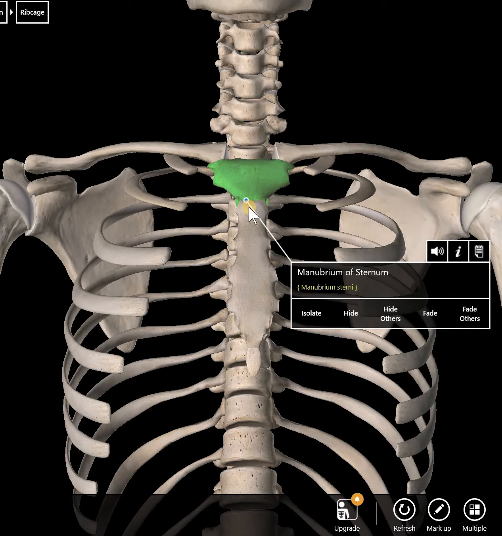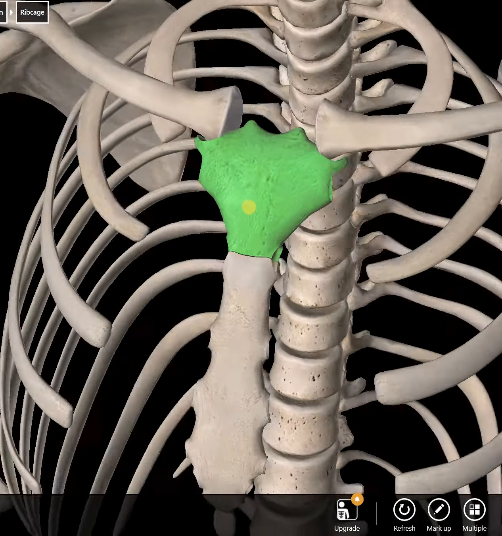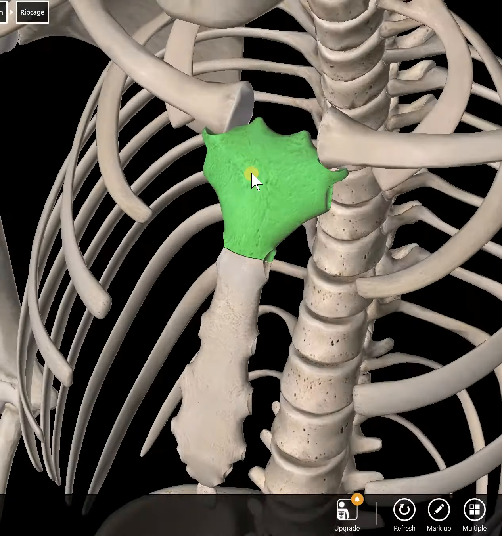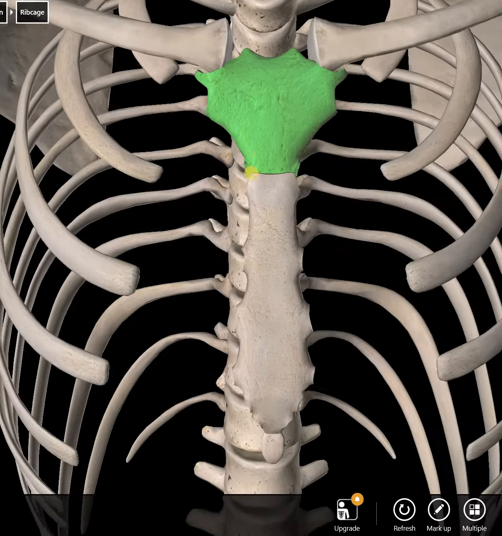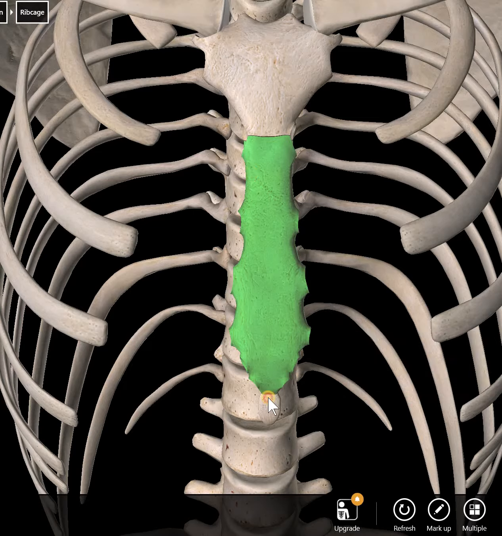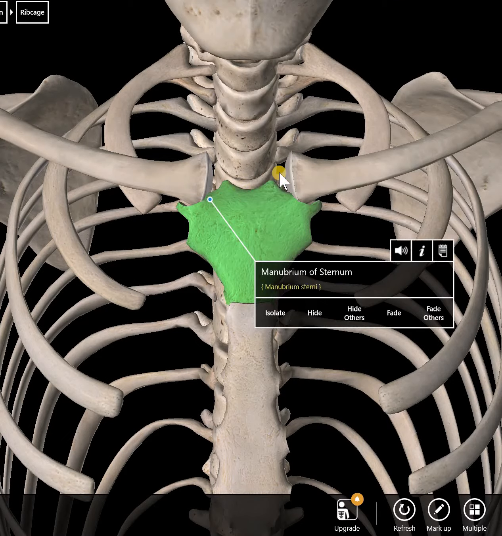So this entire thing is the sternum, but we do break it down into three parts. We have the manubrium. Okay, there's the manubrium. The clavicle articulates with the manubrium. And then we have the sternal body. The sternal body. And then we have the xiphoid process, which is here. Okay, this part is the jugular notch. The jugular notch is on the manubrium. And then the sternal angle is right in here.